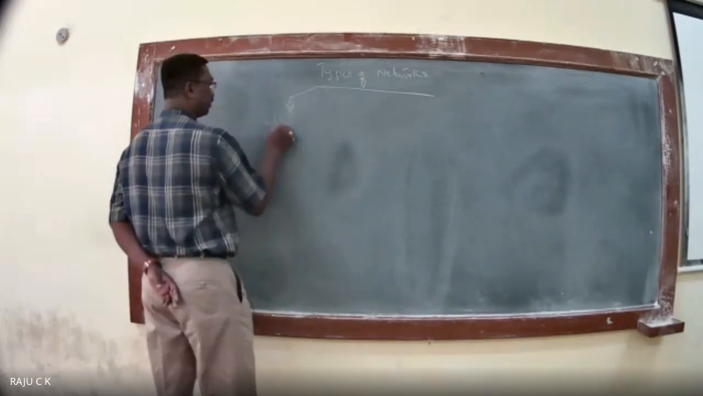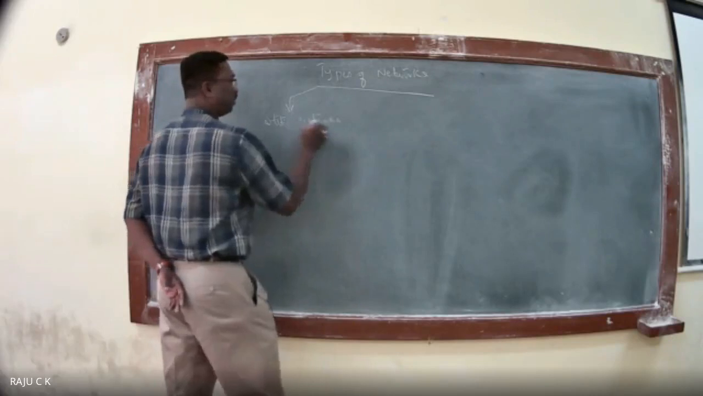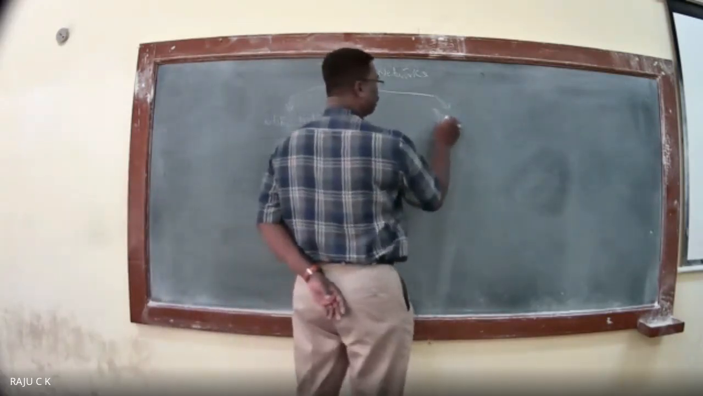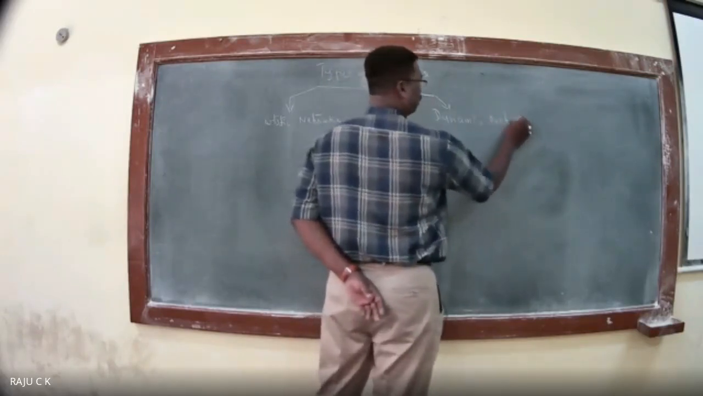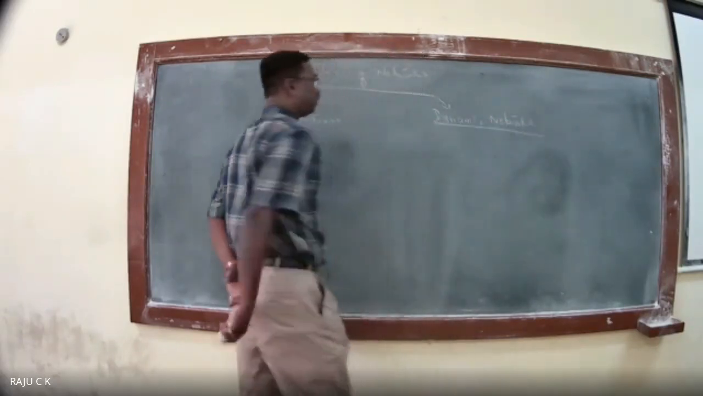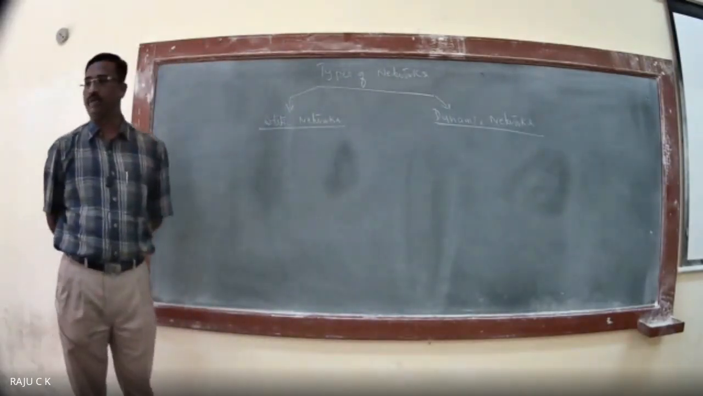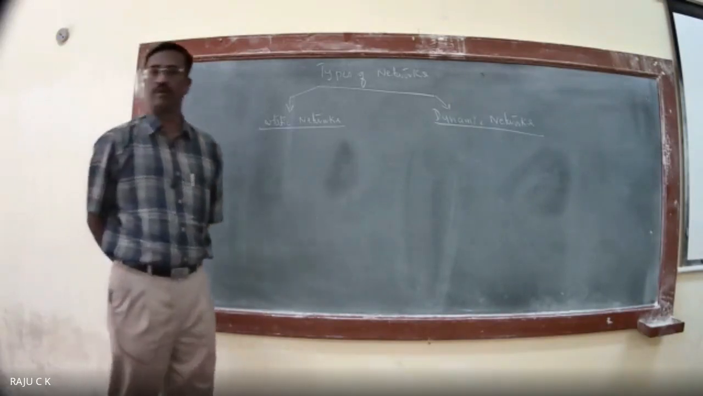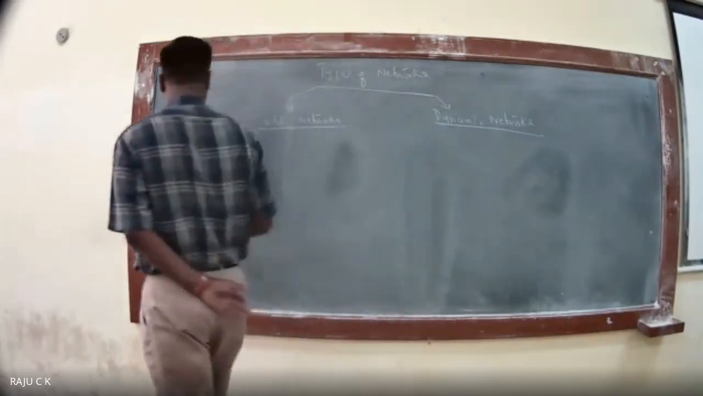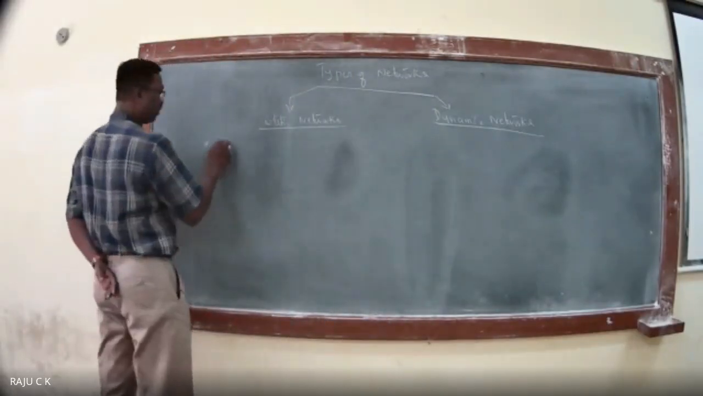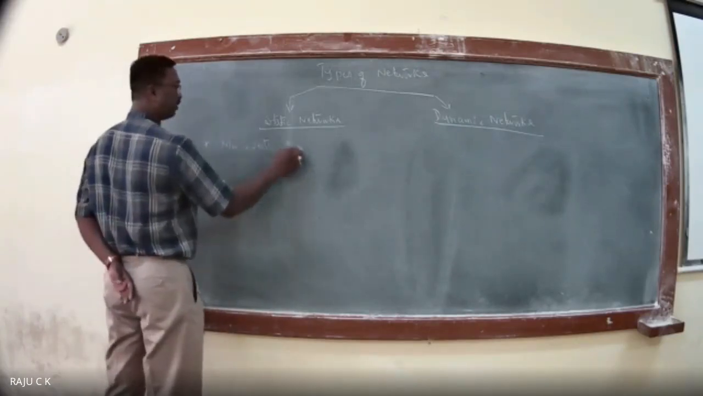One is called a static network, and the other you can call a dynamic network. Static networks can be used here, and next we are going for dynamic networks. A static network can be defined as a network that is static, or you can call it a fixed network.